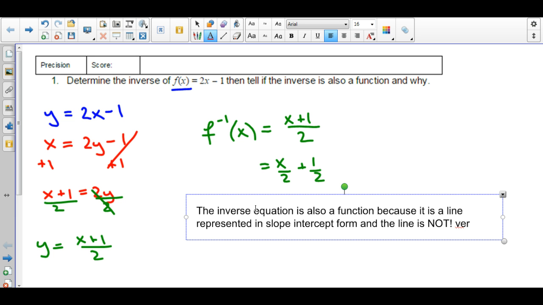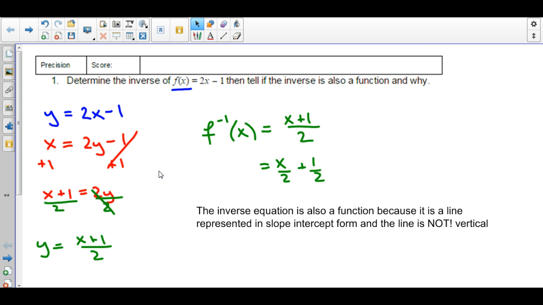The only way that you would have a line that would not be a function is if it were a vertical line, because then it would fail the vertical line test, meaning one input would have multiple outputs. So again, if you're taking the inverse of any line, it's always going to be a one-to-one function, because lines are always functions unless they are vertical lines.